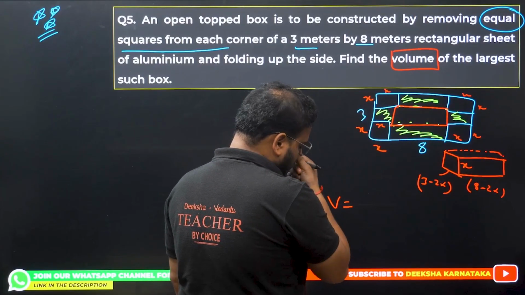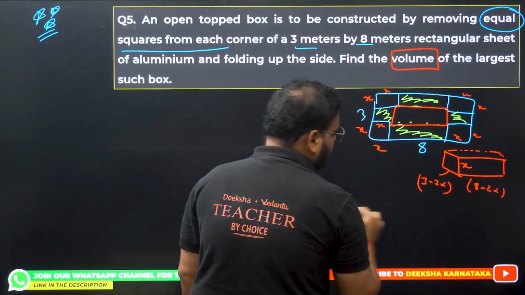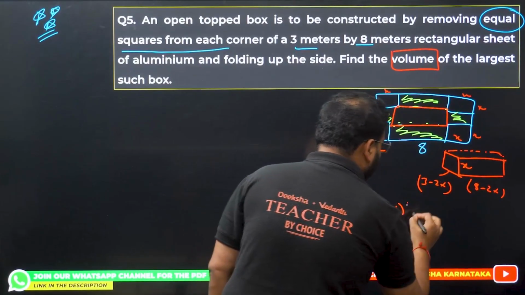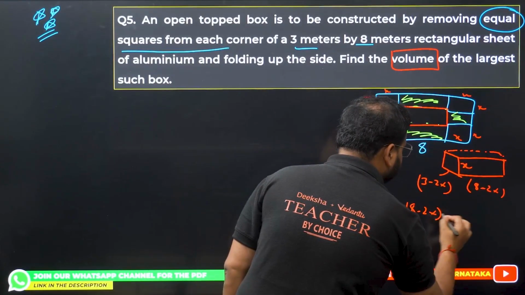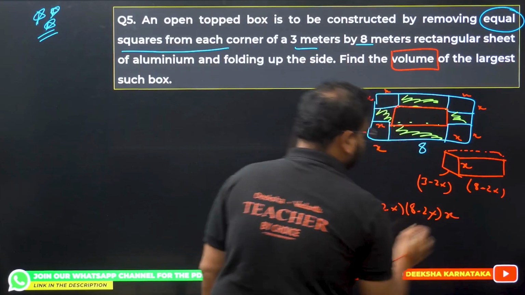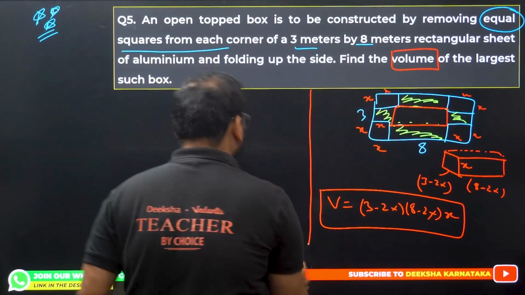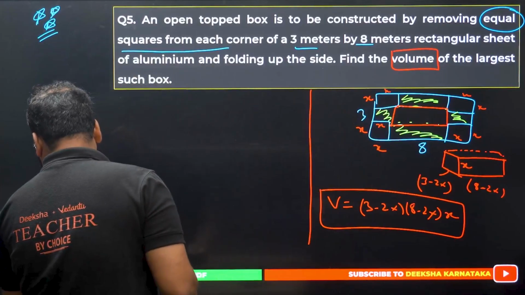How do you do that? V equals to this thing. I get this as 3 minus 2x into 8 minus 2x into x. Okay, this is clear. This is the volume. Now the rest is simplification and calculation.